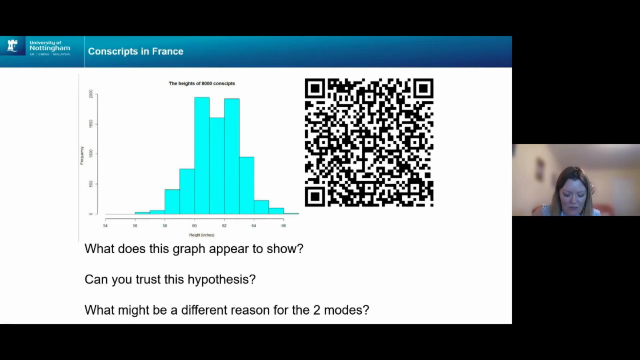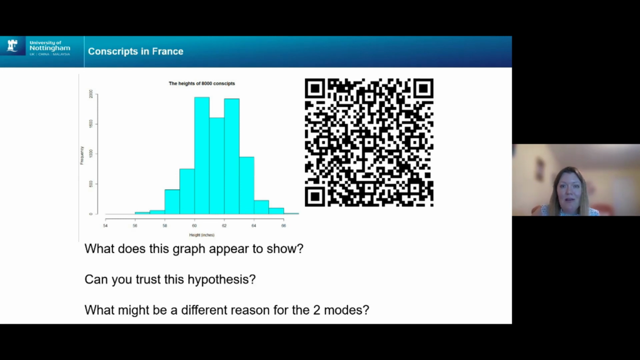So we've actually had some responses. We've had some saying that it looks like there are 2 different categories, or the distribution's bimodal. People have put that they can't trust the assumption they've made, and different reasons for the two modes. There's been suggestions about too small of a sample size. There might be data missing. They might have lost some data between here. There's also, yes, somebody's put the mean is between 61 and 62 with a bimodal distribution.